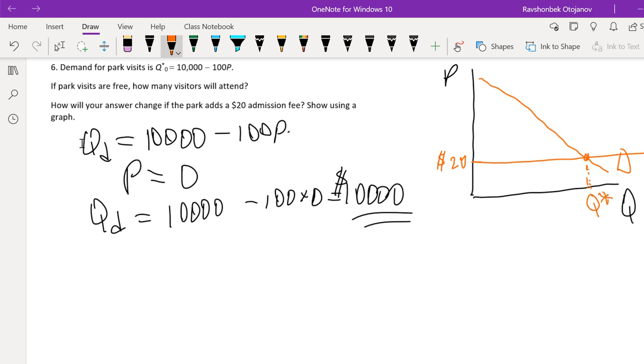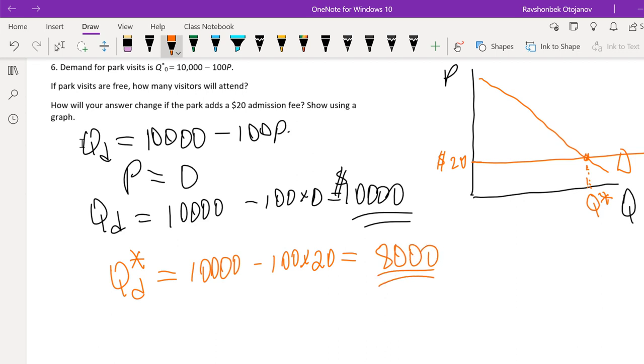So how do we find it? Well, we will just plug 20 into the demand equation. And this will give us 8,000. Sorry, just realized this is not dollars. There's no dollar sign. It's the number of people, right? So 8,000 people will visit the park if it's not free. So that's the solution to this question.